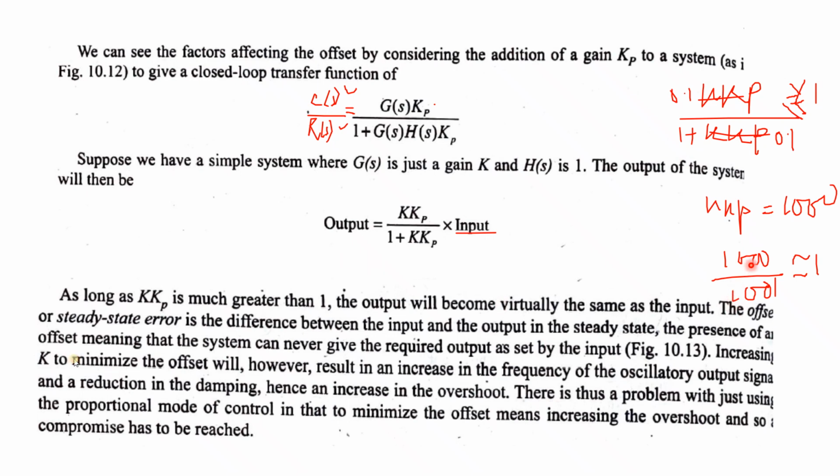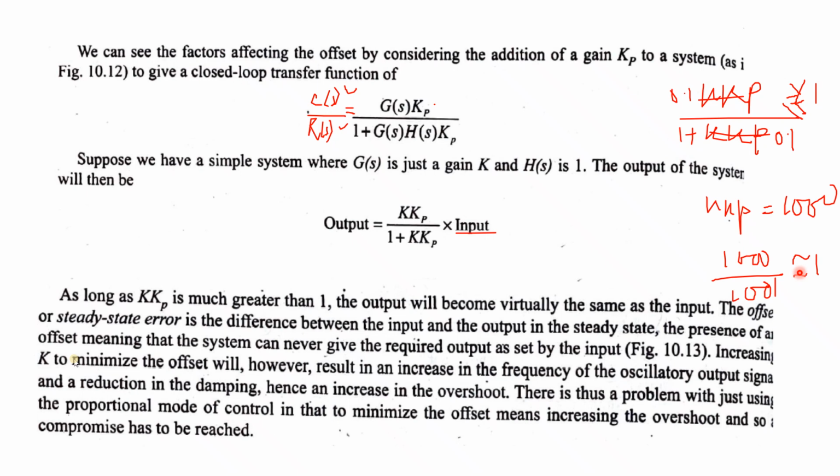So if the offset error is there, suppose I am increasing the value of Kp, and if it is 100, then the efficiency will not be 100% but less. If it is 100, then 100 by 101, whatever we will get. If it is 1000 by 1001, it is closer to 100. If it is 10,000 by 10,001, then it is even closer to 100, but still it is not 100%.